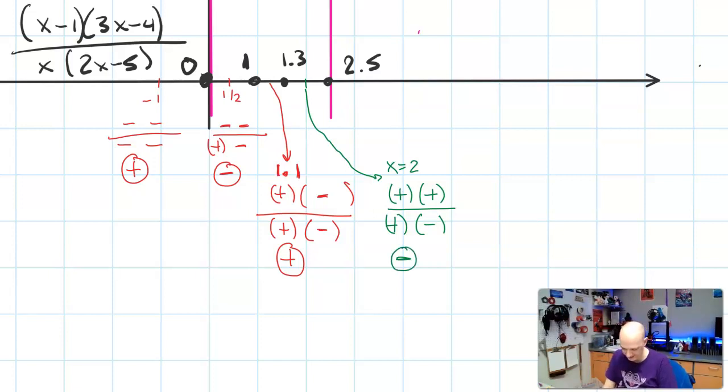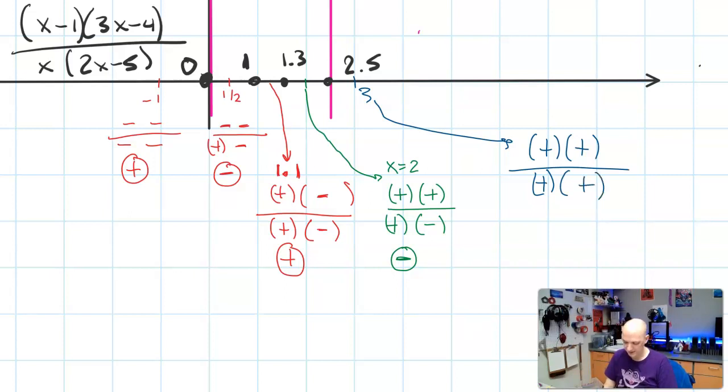And over here, if I test something big like 3, 3 is not that big. 3 minus 1 is positive. 3 times 3 minus 4 is positive. 3 is positive. And 2 times 3 is 6, minus 5 is 1. That's still positive. So notice, again, I don't care what the whole fraction value is. That would be some really frustrating tiny number. But I'm thinking about each factor one by one, deciding is that factor positive or negative, and then computing the net sign of those terms.